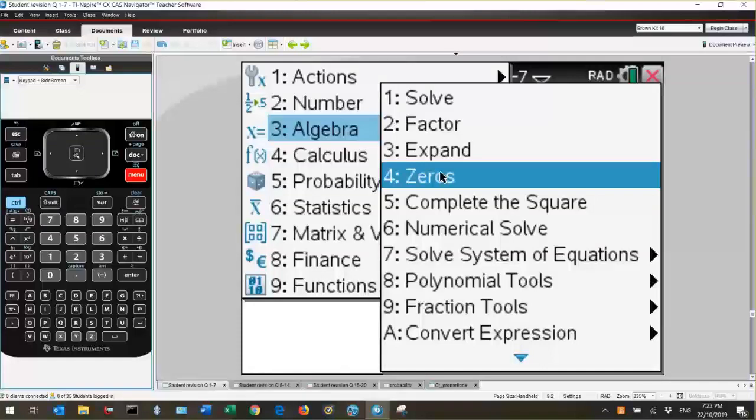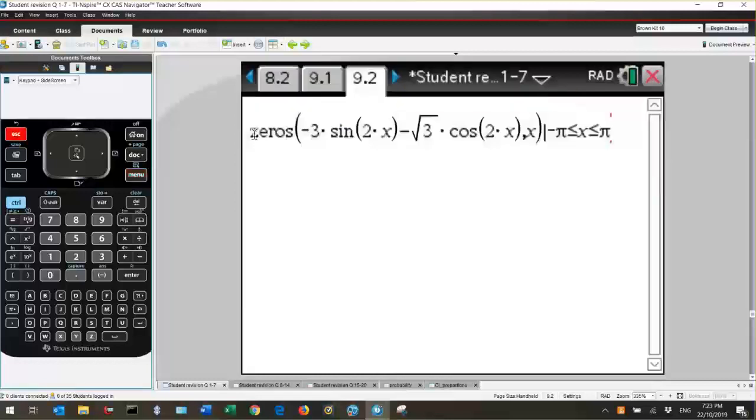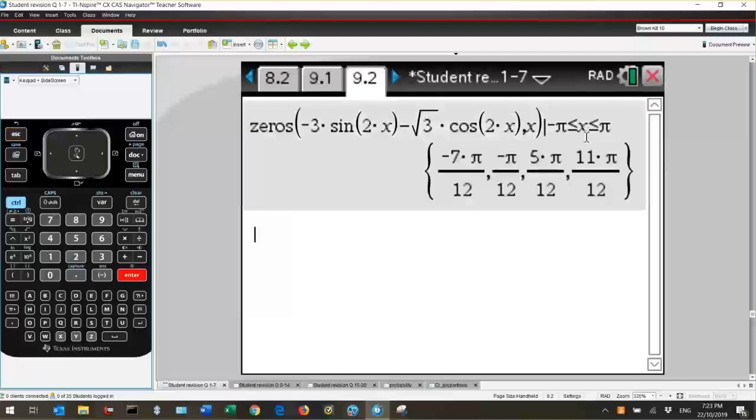But you don't need to put in the equal 0. In fact, don't put in the equal 0, because it's what you're working out. You're working out the zeros. So exactly the same as the solve command, but no equals. Just have an expression that equates to 0. And the domain restriction the same way. And you get the 4 solutions in a list.